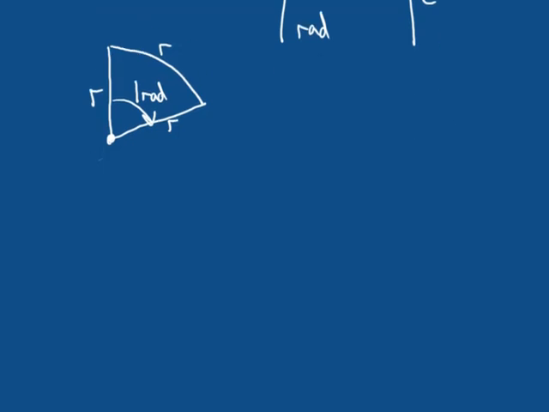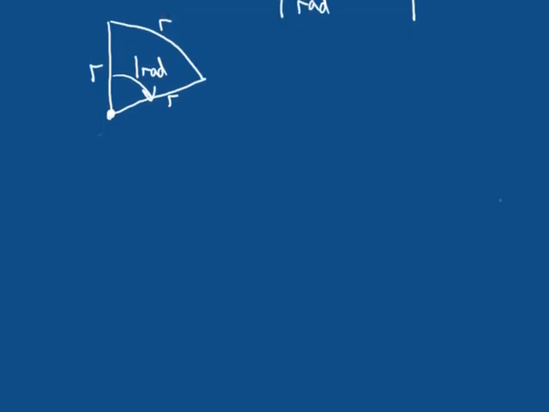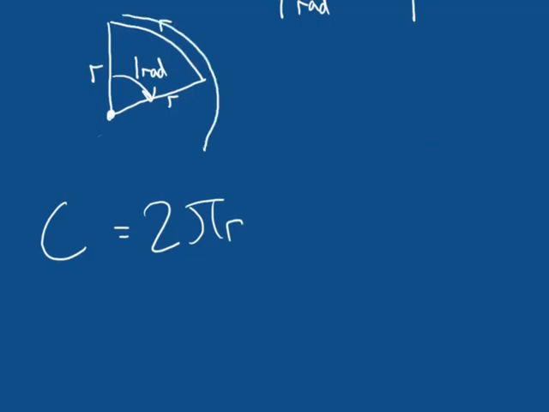Now, what do we know from volume 1, when we looked at the circle? What do we know about the circumference of our circle? Well, we know that the circumference, which I'm going to name c, of a circle is equal to 2 pi r. So that's the full circumference. That's the distance we need to travel to go all the way around our circle.